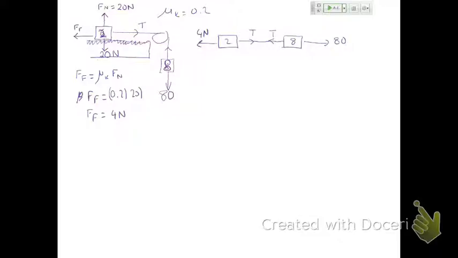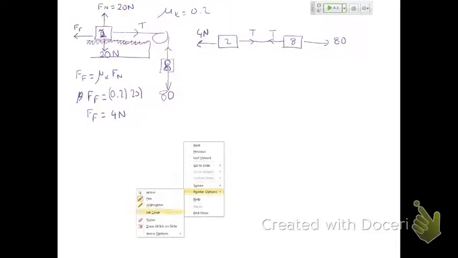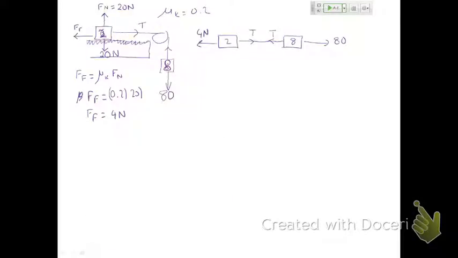Now, the way I do it is I change the color of my pen so I don't get confused. I go to a nice red color. And I'm going to pick this one, so that's my system. I say the sum of the forces on the 8 is equal to the mass of the 8 times the acceleration of the 8. So I look at my diagram and I say plus 80, added to, because I'm summing, minus T, is equal to the mass, which is 8, times the acceleration of the 8.